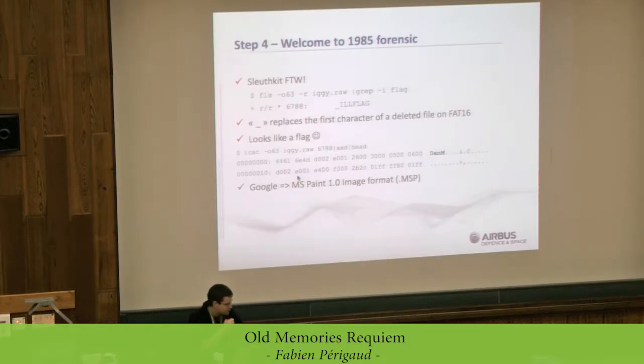If we start looking at the image, we quickly find a file which has been deleted. In FAT16, the first character of the file name is replaced by an underscore when the file is deleted. Given the name, it looks like a flag, so we can extract it, then look at the file header. The file header is .m, and by Googling it, we find that it's the MS Paint 10 image format.